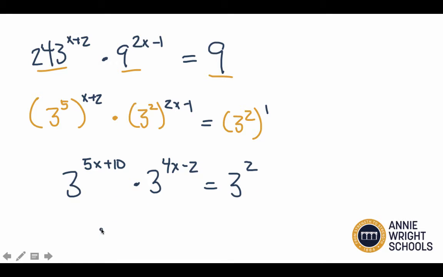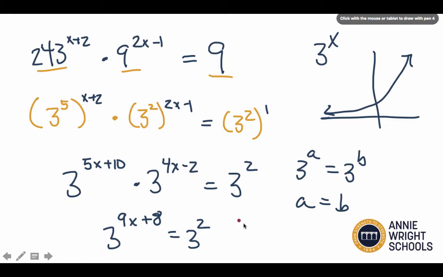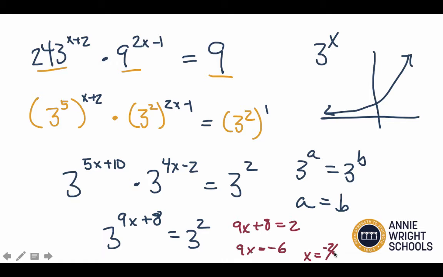And then you're going to use your exponent rules and say, okay, this is 3 to the 9x plus 8, and that equals 3 to the 2. And then you're going to go back to what I said at the beginning of the video, which is the graph of 3 to the x is a 1-to-1 function. And what that means is if 3 to the a equals 3 to the b, then a has to equal b. So in this case, I know that 9x plus 8 has to equal 2. That means 9x has to equal negative 6. And that means x has to equal negative 2/3.